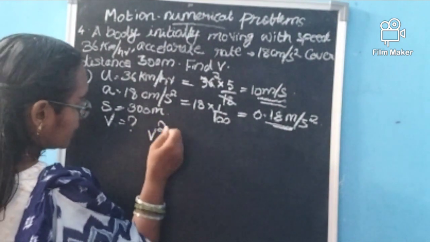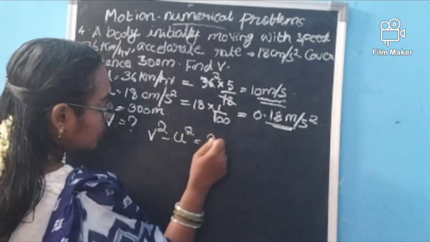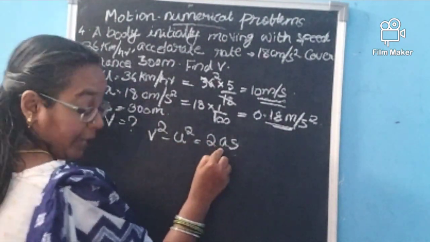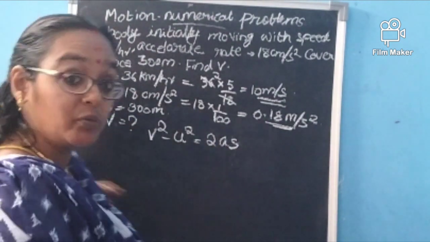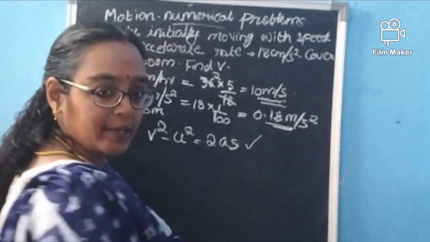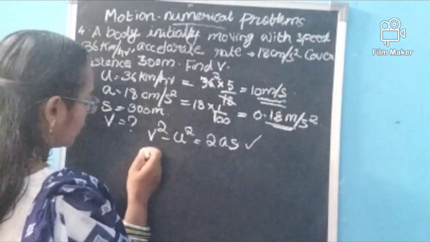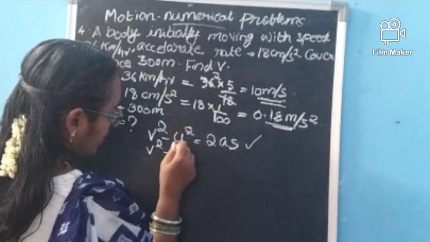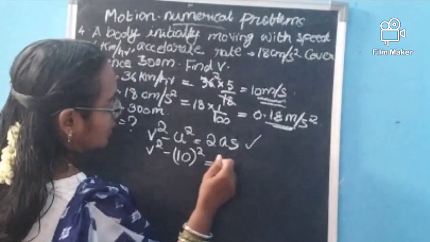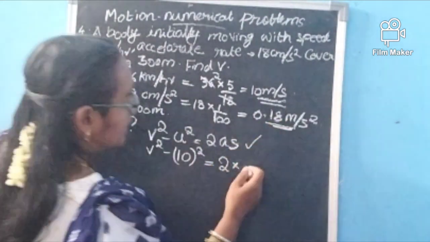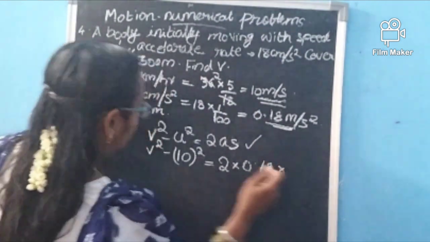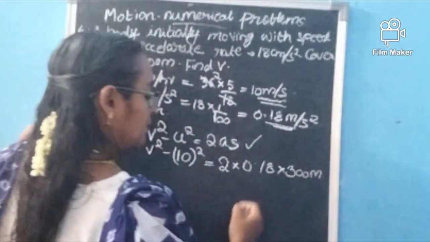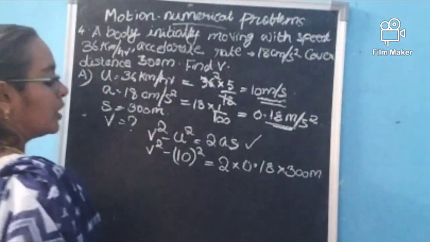v square minus u square is equal to 2as. We know u, we know a, we know s also. So it's easy to find out v. This is the equation which is applicable over here. So let's see. v square we don't know. v square minus u square, u is what? 10. 10 square is equal to 2 into, what is acceleration? 0.18 into, what is s over here? 300 meter. 0.18 meter per second square into 300 meter.